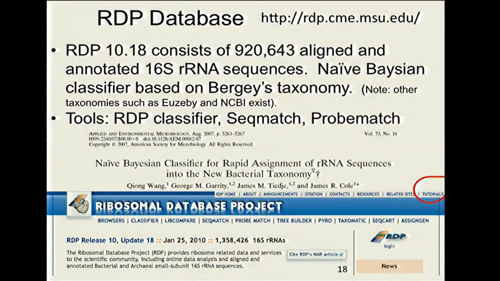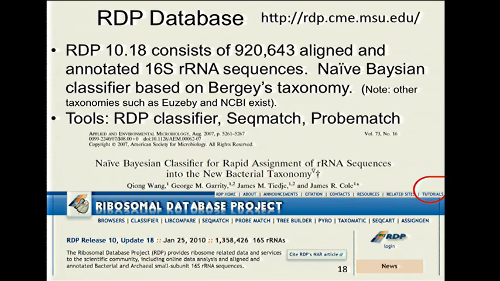I refer you here that there are these tutorials which actually will take you through this. We have the Ribosomal Database Project that was curated by Jim Cole's lab and contains approximately 1 million 16S sequences that have all been classified based on common microbiology technique taxonomy.